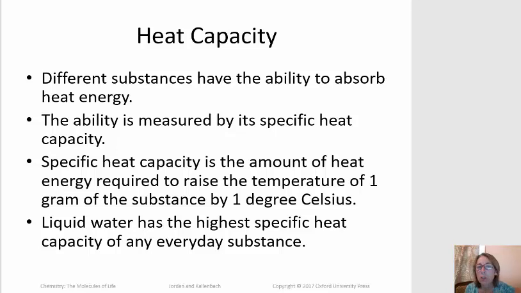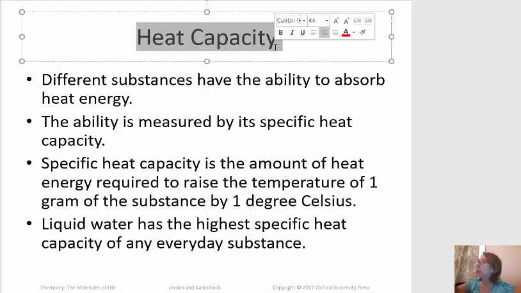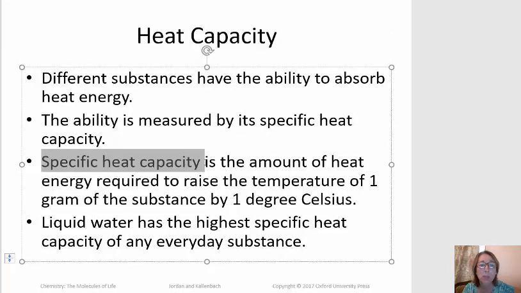One of the unusual features of water is that it requires a lot of energy to get its temperature to change. And the way we can understand that is through this physical property known as heat capacity, which is how much heat is required to get a substance to change its temperature. And we're going to look at a specific type of heat capacity known as specific heat capacity.